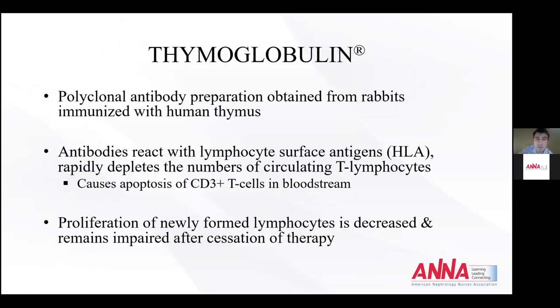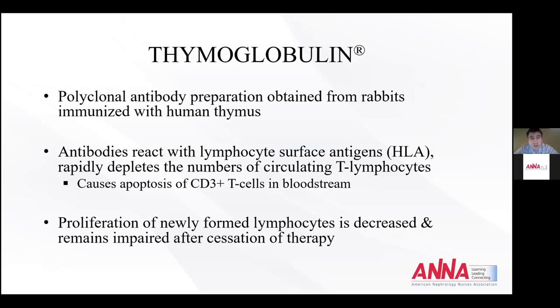So thymoglobulin, again, is a polyclonal antibody, and its preparation is obtained from rabbits immunized with the human thymus. Well, that's where it's from. I didn't know that. I kind of thought it was interesting when I first learned that. The antibodies react with the lymphocyte surface antigens, also known as HLA. We can check HLA levels in the patient, which rapidly depletes the number of circulating T lymphocytes. It depletes them. It wipes them completely out.